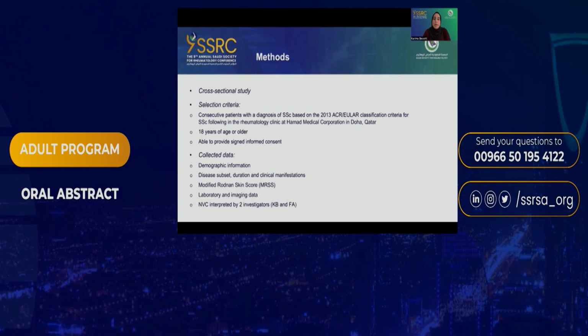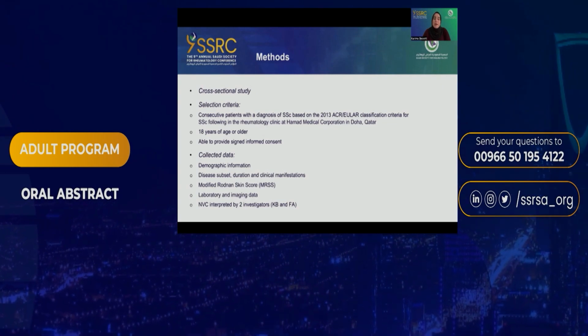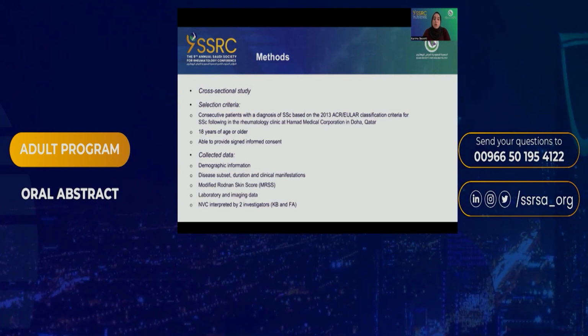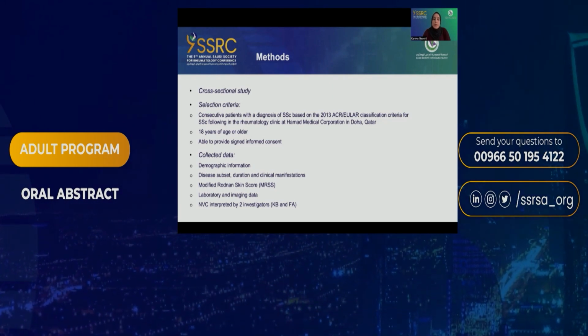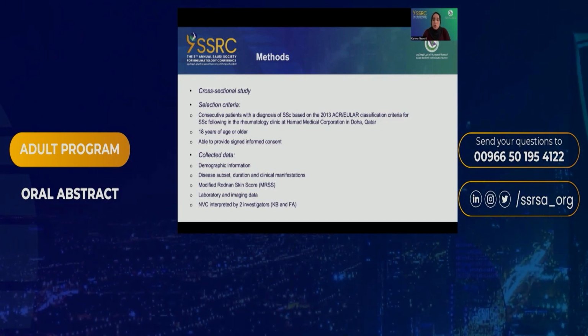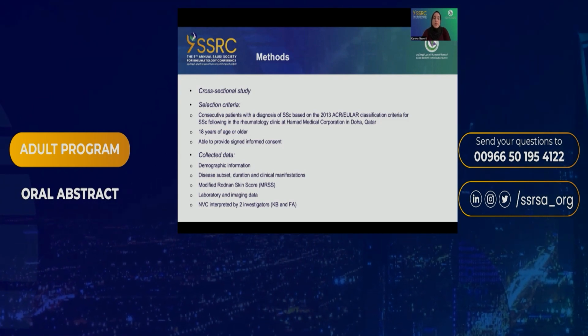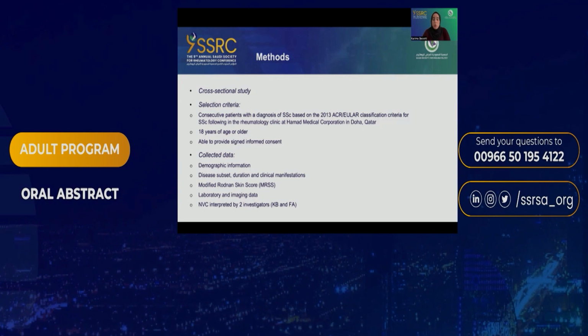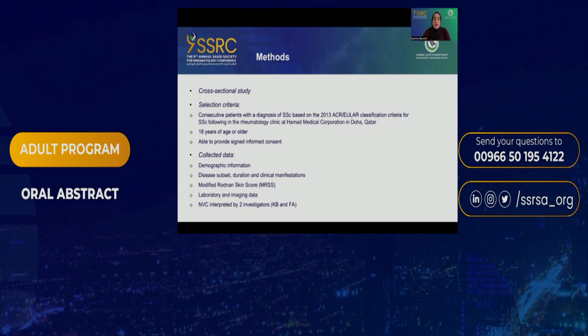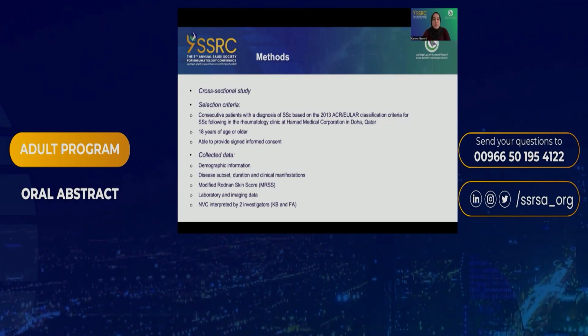It used the baseline data collected as part of a larger scleroderma cohort study in Qatar. It included consecutive patients with a diagnosis of scleroderma based on the 2013 ACR-EULAR classification criteria. Those patients are followed in the rheumatology clinic at Hamad Medical Corporation in Doha, Qatar. They're adults and provided a signed informed consent.